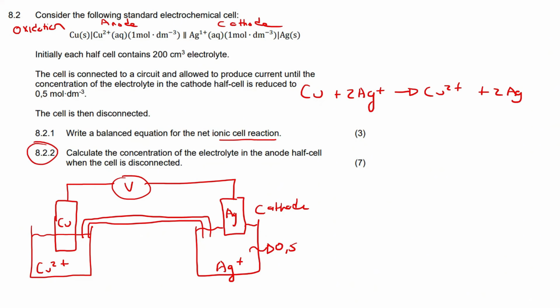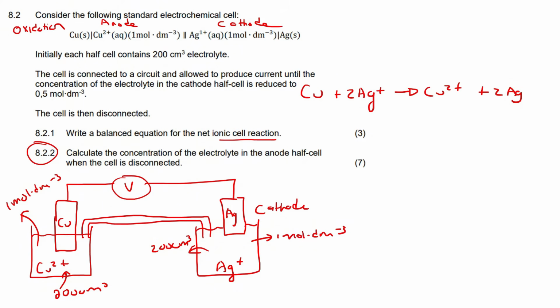All right, this one over here for 7 marks. It says calculate the concentration of the electrolyte in the anode half cell when the cell is disconnected. Okay, so we know that originally, in the very beginning, we started with 1 mole per decimeter, and each solution was 200 centimeters cubed. Remember, they told us that over here. And it's exactly the same for this one, 200 centimeters cubed and 1 mole per decimeter.